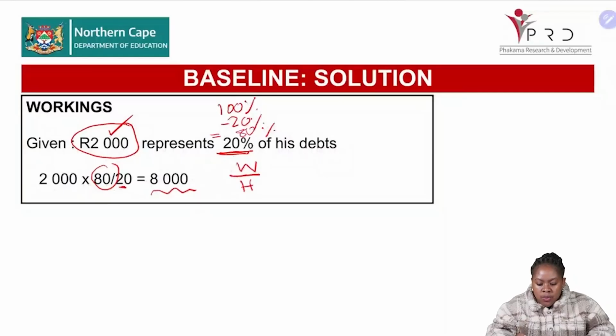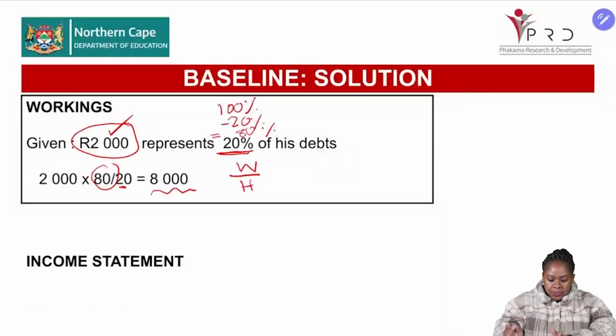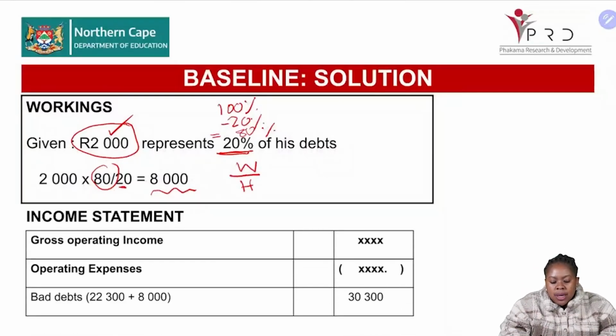Now how do I record this? Now, this transaction involves two accounts. You are taking the money out of the debtor's control. So where is our debtor's control? Our debtor's control is in our trade and other receivables. So you are going to say the debtor's control amount, right? Trade debtors.